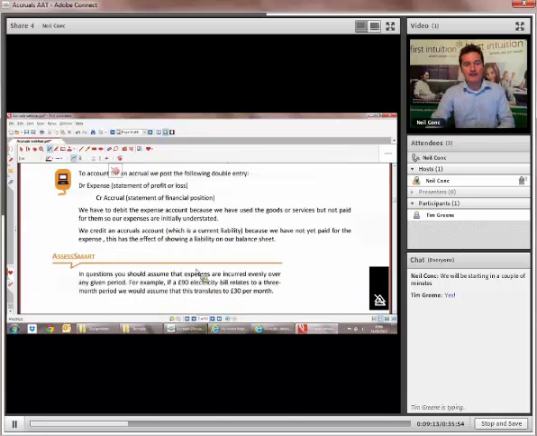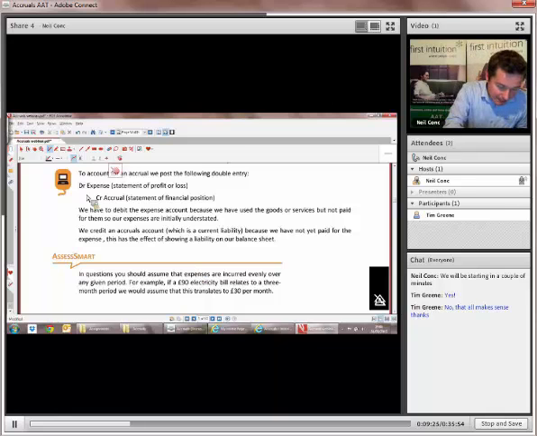Right, let's look at the double entry. Within accrual, this is an expense we're missing, so we need to bring the expense in. Now an expense using dead click is a debit, and we're missing some expense, so we want to increase it. So we're going to debit the expense account.